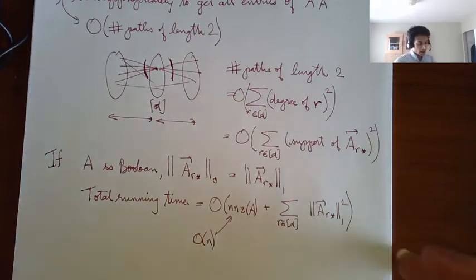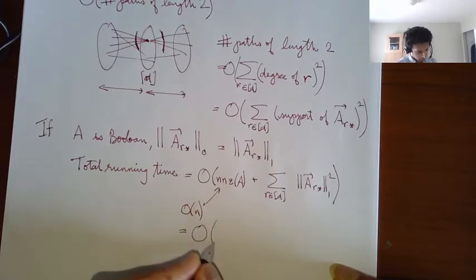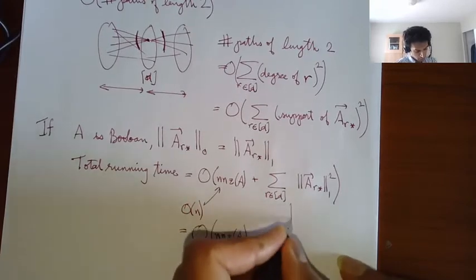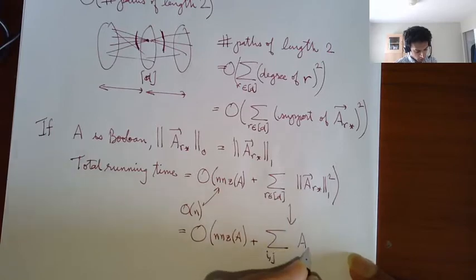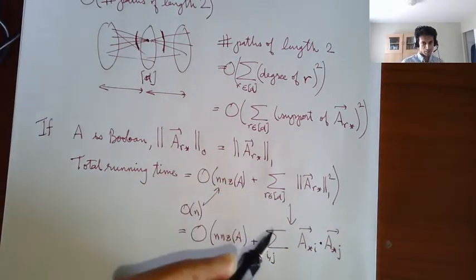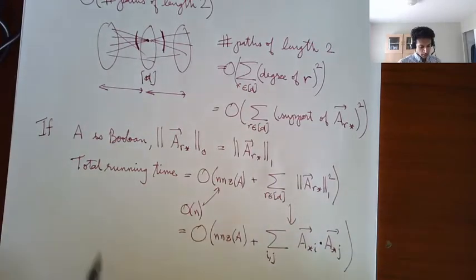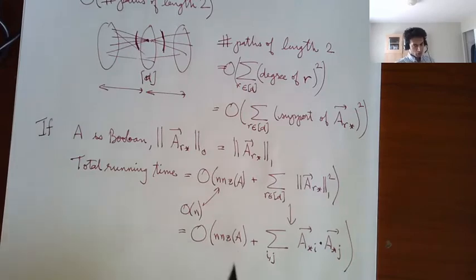Now, as an exercise, you can see this yourself. This turns out to be exactly equal to the sum over all i, j of the dot product of A star i and A star j. You have to write it out as a summation and expand things out. What you get is, if A is Boolean, the total running time is the number of non-zeros plus the sum of all dot products.